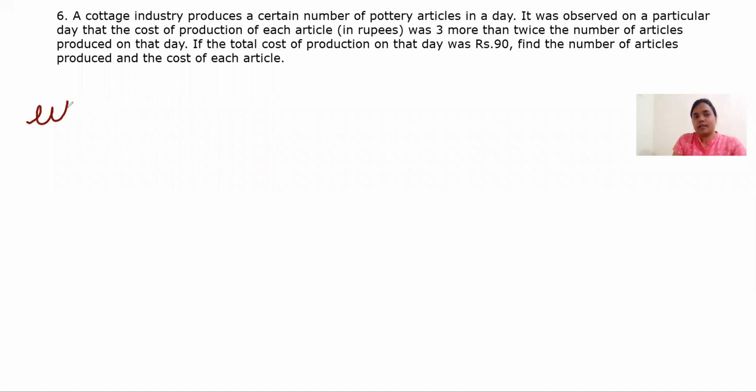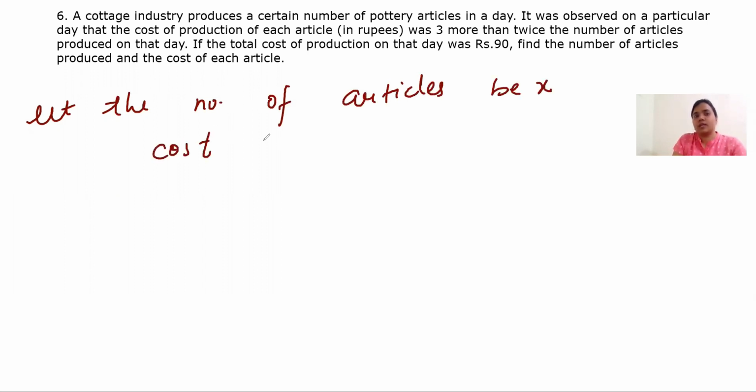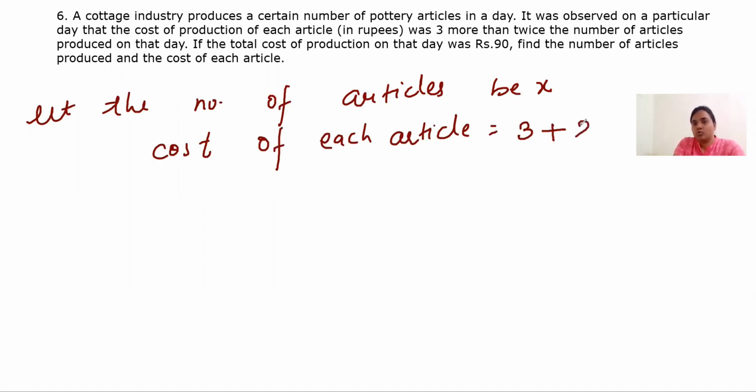Again, first we'll take let the number of articles be x. So the cost of each article will be, it is given, 3 more than twice the number of articles. 3 more than is plus, twice the number of articles. Twice means multiplied by 2. So 3 plus 2x. This is the cost of one article.